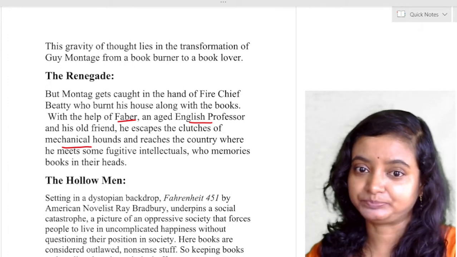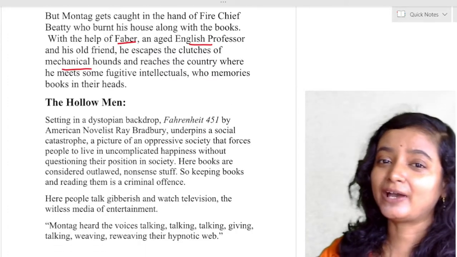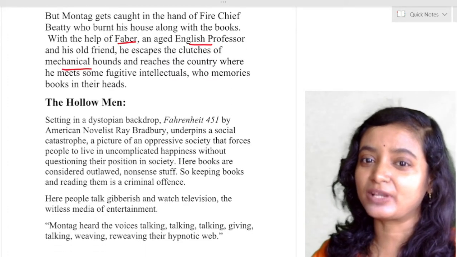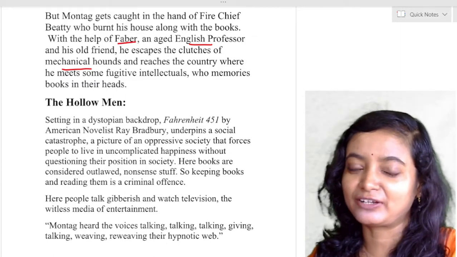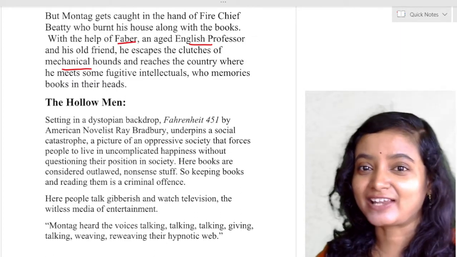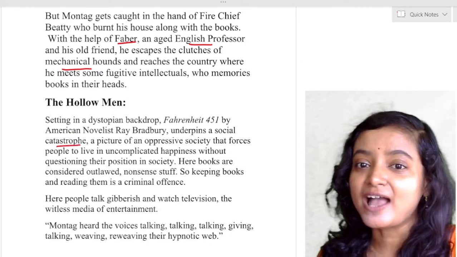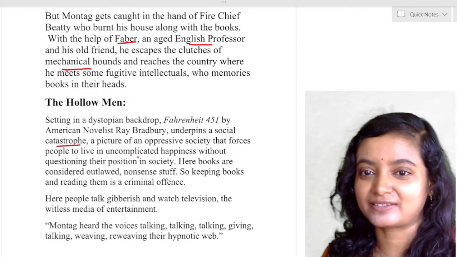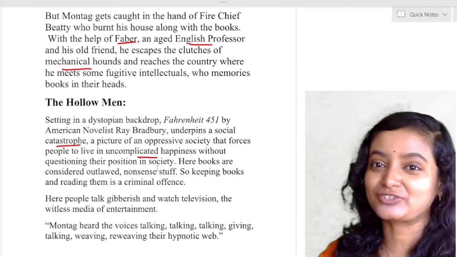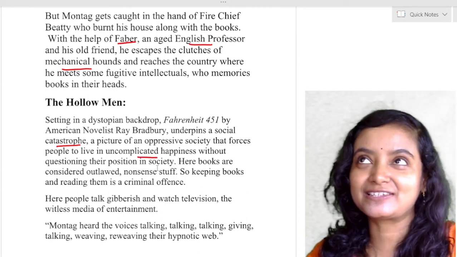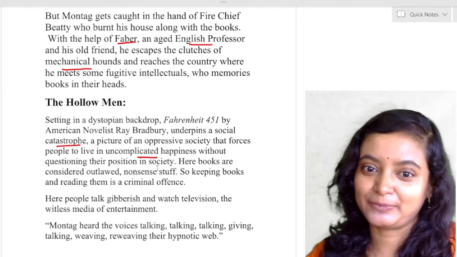The Hollow Man. We all are the Hollow Man in a dystopian background. Fahrenheit 451, American novelist Ray Bradbury. A social catastrophe. A picture of an oppressive society that forces people to live in uncomplicated unhappiness or happiness without questioning. No question. The same thing is in George Orwell's 1984. You can find it.